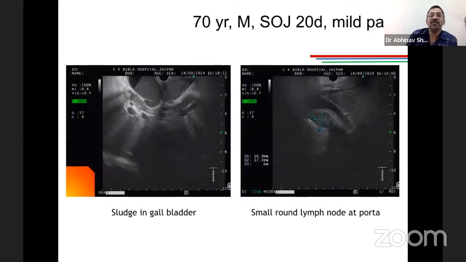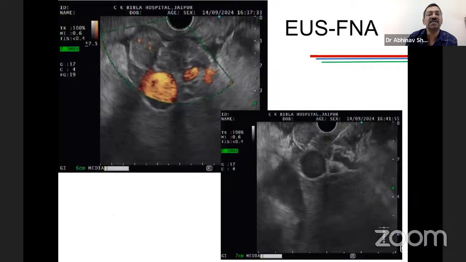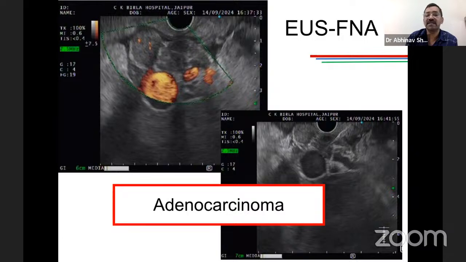Then in the same sitting, we took him for EUS. In EUS, we could see sludge in the gallbladder, and a nice gallbladder neck with a Phrygian cap-like structure, but there is nothing there. There was a small round lymph node at the porta. If a lymph node is oblong, then it is okay. Round lymph nodes are not good, as EUS data say. So we did FNA of this lymph node, and to our surprise it was adenocarcinoma.